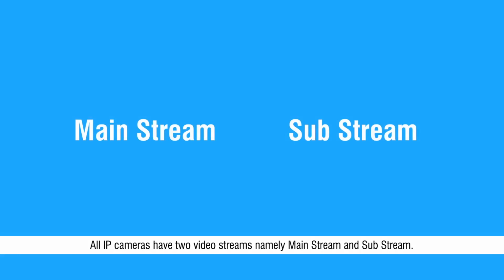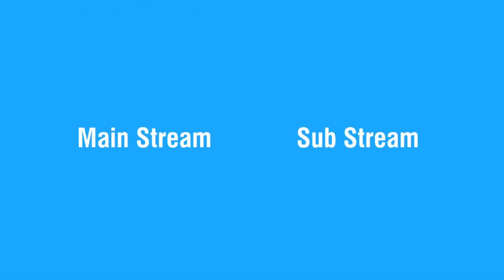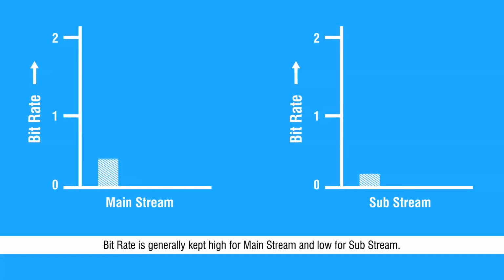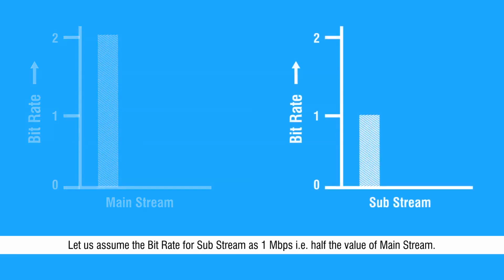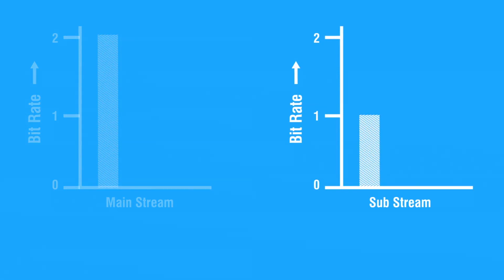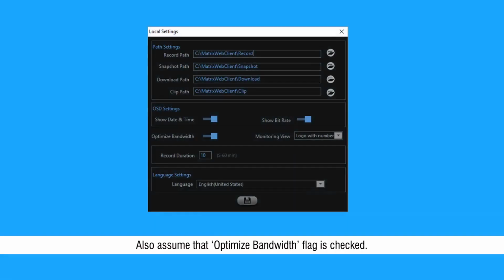All IP cameras have two video streams, namely mainstream and substream. Bitrate is generally kept high for mainstream and low for substream. In the previous scenario, the assumed bitrate, that is 2 Mbps, was for mainstream. Let us assume the bitrate for substream as 1 Mbps, that is half the value of mainstream. Also assume that optimized bandwidth flag is checked.